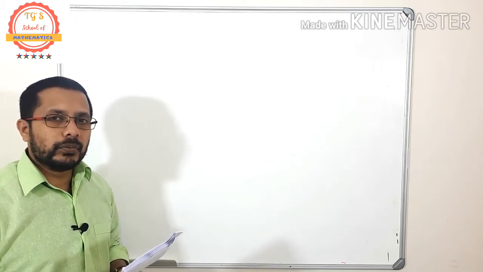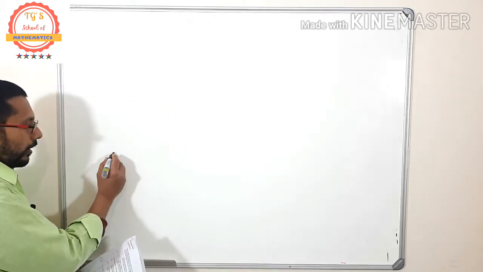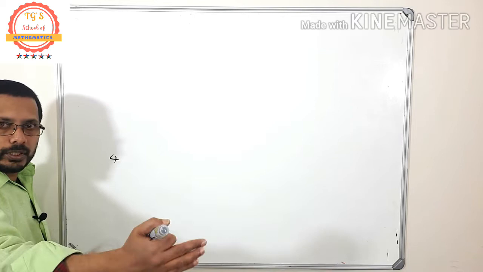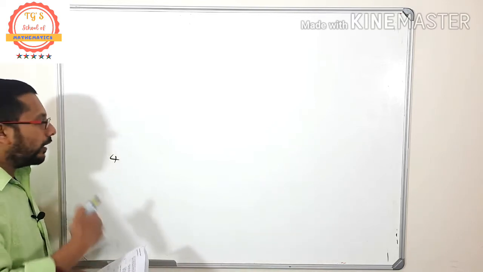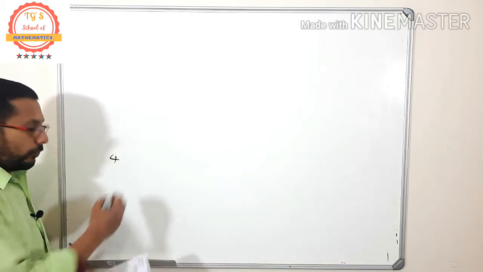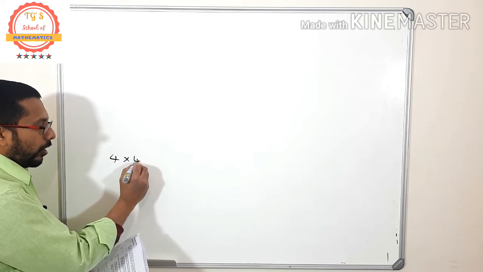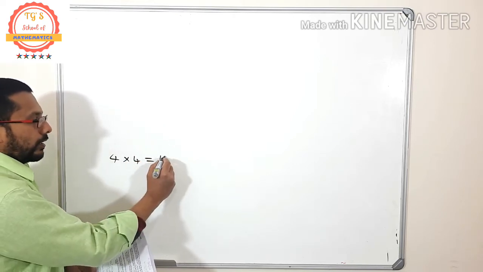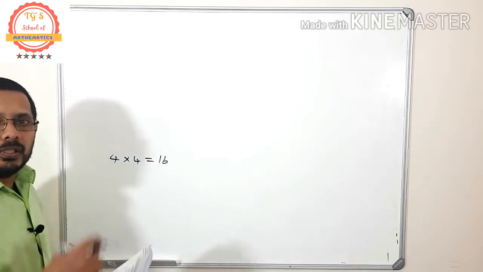Per quarter means what? In 1 year, 4 times. 3 months, 3 months, 3 months, 3 months, like that, 4 times. How many years? 4 years. That means total how many times will the interest be calculated? 4 times 4, that is 16 times the interest will be calculated.